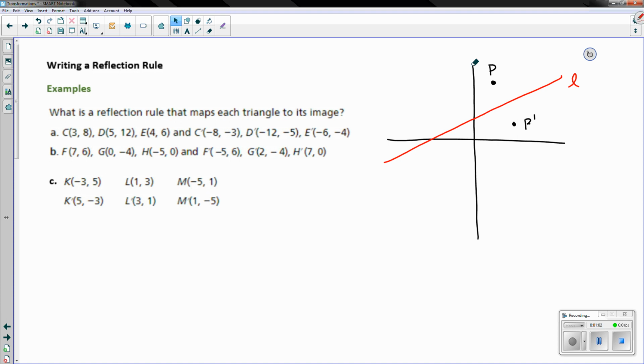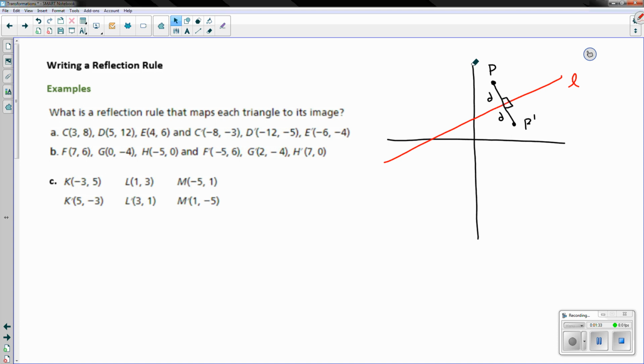Now, when we measure distance from a point to a line, we're calculating the length of the segment that runs perpendicular to that line of reflection from the point. So if I create a segment that runs perpendicular to that line, and we call the length of that segment, say, D, then when I calculate the length of the segment from P prime to L, also running perpendicular, it should also be of length D.